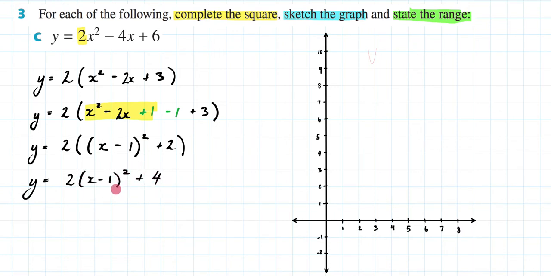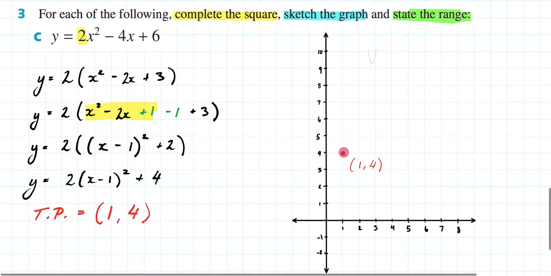Now that it's in this form, it's going to enable me to much more easily draw this graph. So first I'm going to identify what my turning point is. My turning point is going to be this number, but positive, and then this number. So that means it's going to be 1, 4, it's going to be here. And I'm going to put in the fact that this is 1, 4. Labeling your coordinates is always very important. I know that my graph is going to look something like this, which means I'm crossing the y-axis.